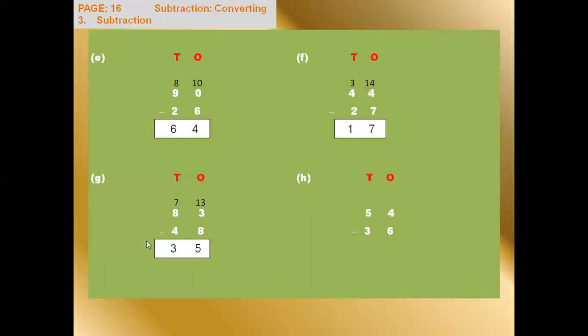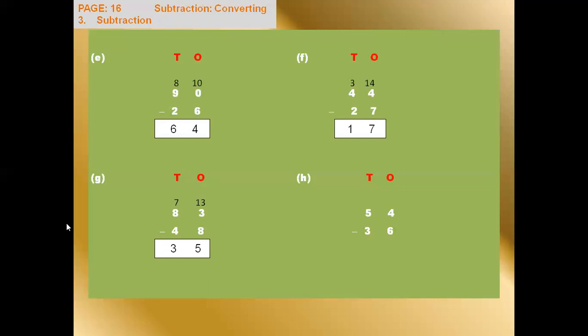First we will do the ones, not the tens. Start from the right side. 13 minus 8 is 5, and 7 minus 4 is 3. The answer is 35. 83 minus 48, the answer will be 35.